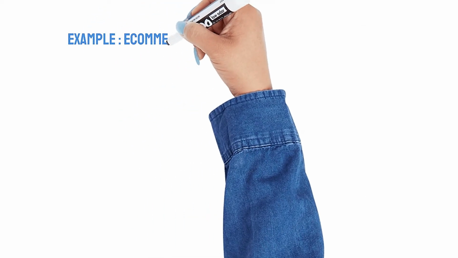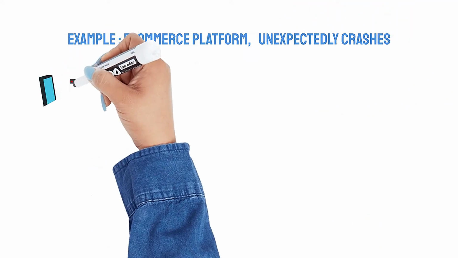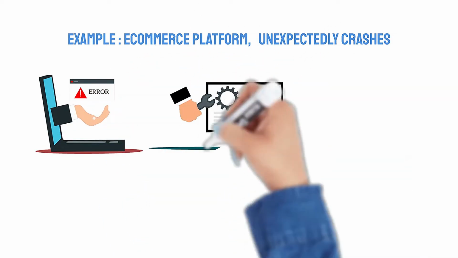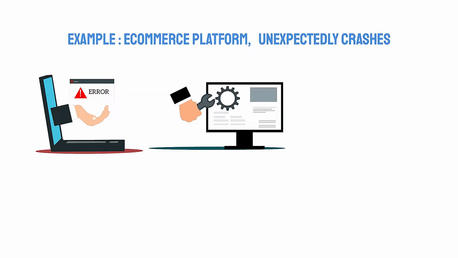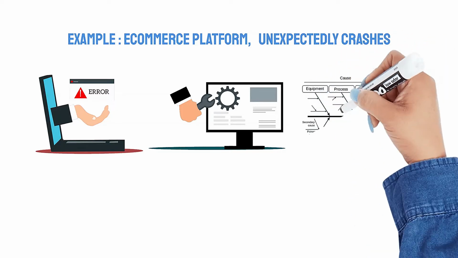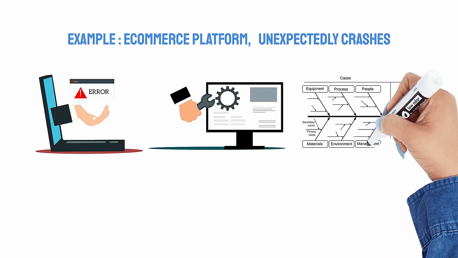Let's look at an example. Suppose you are running an e-commerce platform for online sales of some physical or digital products, and unexpectedly it crashes. The priority is to get the website running as soon as possible by an immediate quick fix, probably restoring from a backup. However, once the urgent matter at hand is resolved, the next step is to introduce the fishbone diagram to identify the root cause of the issue and fix it permanently.